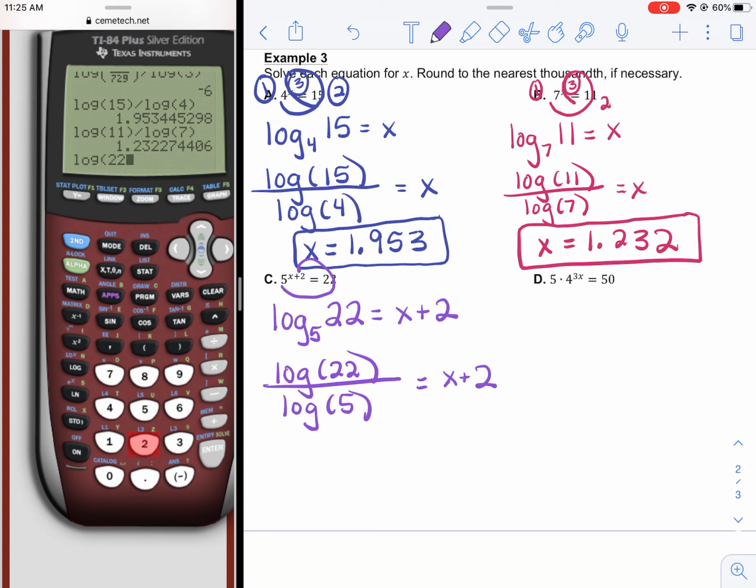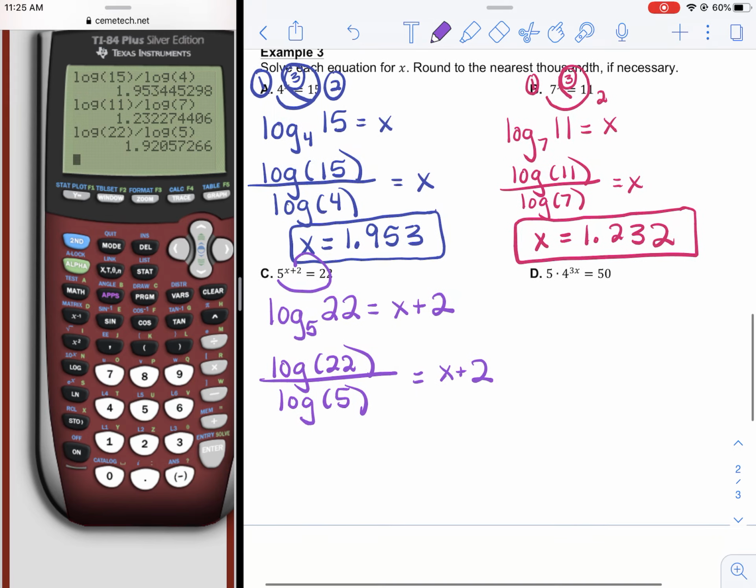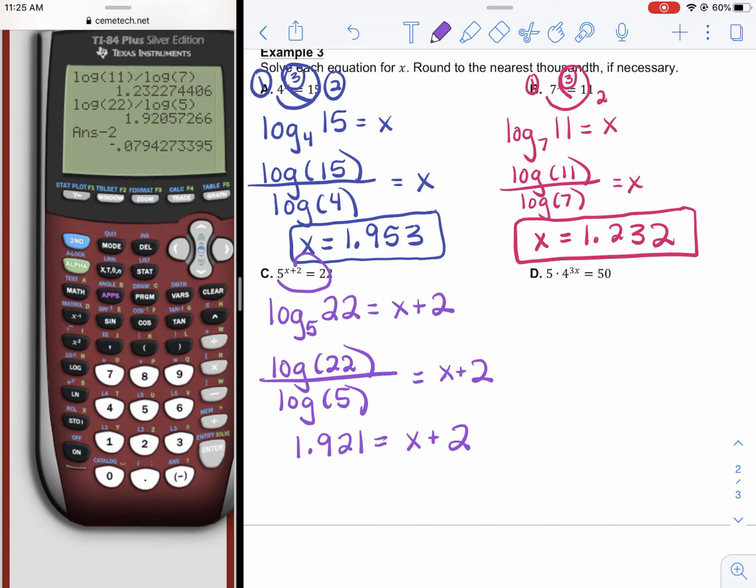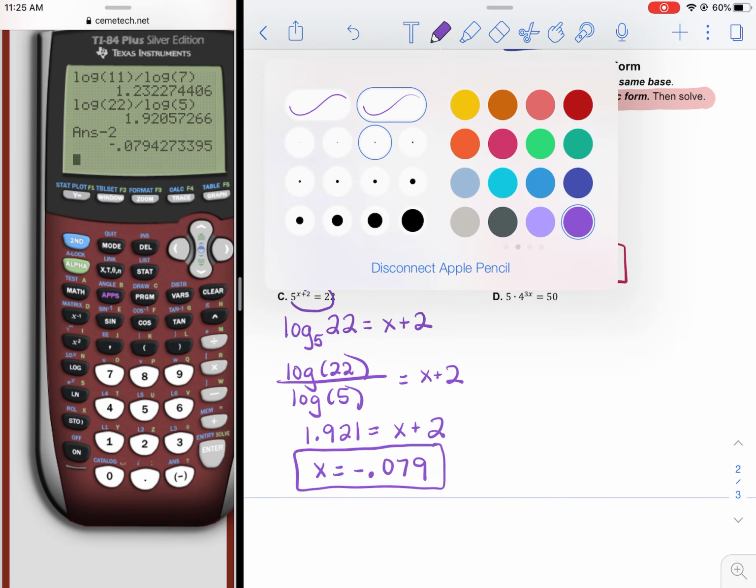So I'm going to use my calculator to evaluate log of 22 divided by log of 5, and then I'm going to round that to the nearest thousandth. 1.921 equals x plus 2. The last step is to subtract 2 from both sides. And you get x equals negative 0.079. Okay, so if your exponent has some operation in it, then you save that for last.